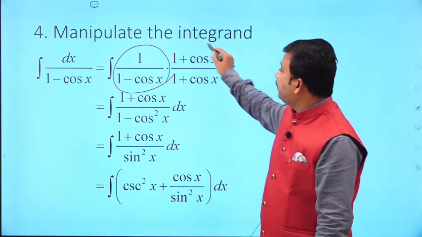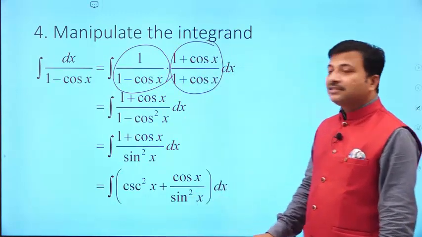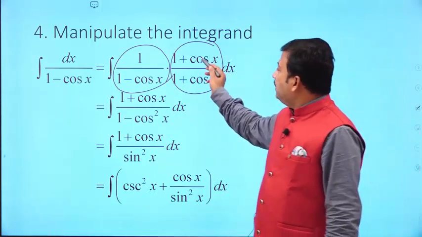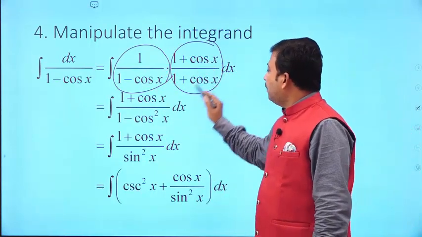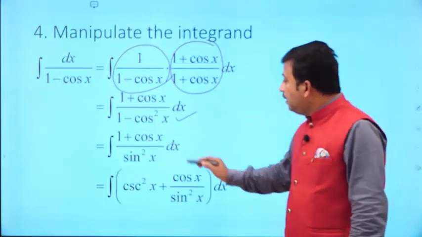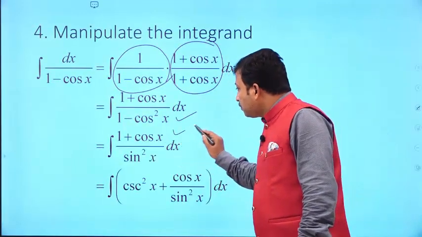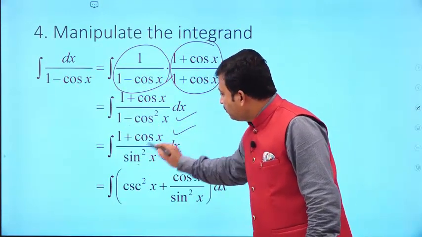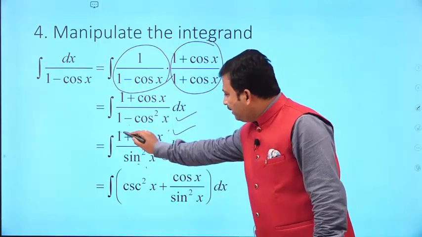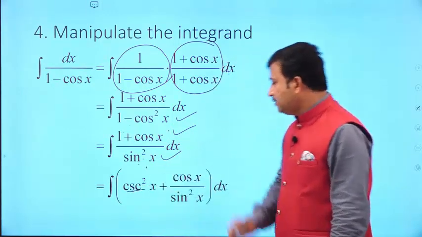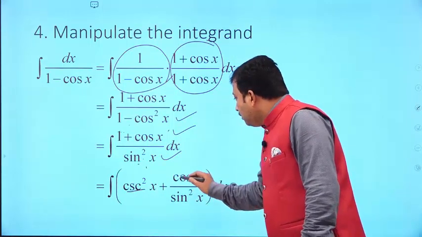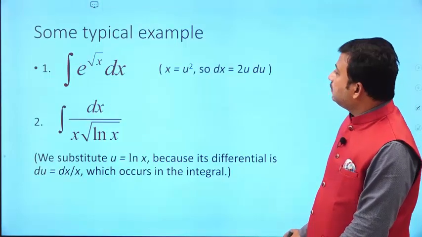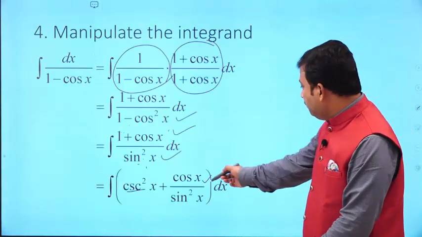So that is what we will do. We multiply by 1 plus cos x divided by 1 plus cos x. So 1 minus cos x into 1 plus cos x is 1 minus cos square x. Equal to integration of 1 plus cos x by 1 minus cos square x, which is sin square x. 1 by sin square x plus cos x by sin square x. 1 by sin square x is how much? Cosecant square x. Plus cos x by sin square x dx. Is it clear? So now you can complete this one easily.